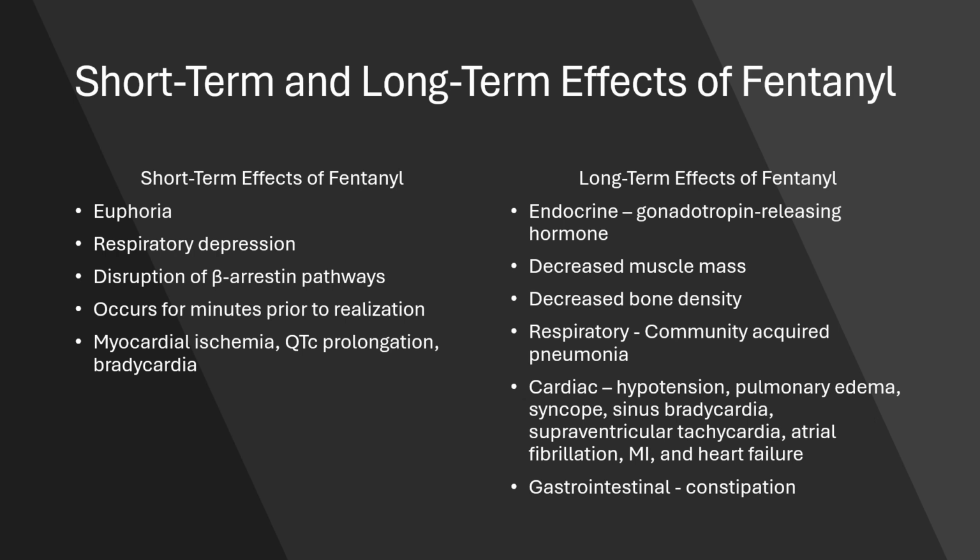The endocrine system is affected by inhibition of the hypothalamic pituitary axis that disrupts gonadotropin releasing hormone that decreases testosterone and estradiol production, which causes decreased libido, impotence, menstrual cycle disruptions, and infertility. The decrease in sex hormones also causes decreased muscle mass and bone loss that results in an 80% increase in fractures. Respiratory infections such as community-acquired pneumonia are also increased with the use of opiates.